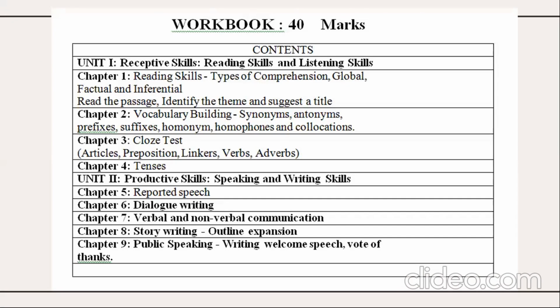The 40 marks workbook. You'll be asked questions from the comprehension passage. Read the passage, identify the theme and the title. Then vocabulary building: synonyms, antonyms, prefix, suffix, homonym, homophones, collocations. Then fill up the blanks with articles, prepositions, linkers, verbs, adverbs, then tenses. Then reported speech, dialogue writing, verbal and non-verbal communication, story writing based on the outline. Then public speaking, where you have a choice between welcome speech and vote of thanks. So this is the 40 marks syllabus.